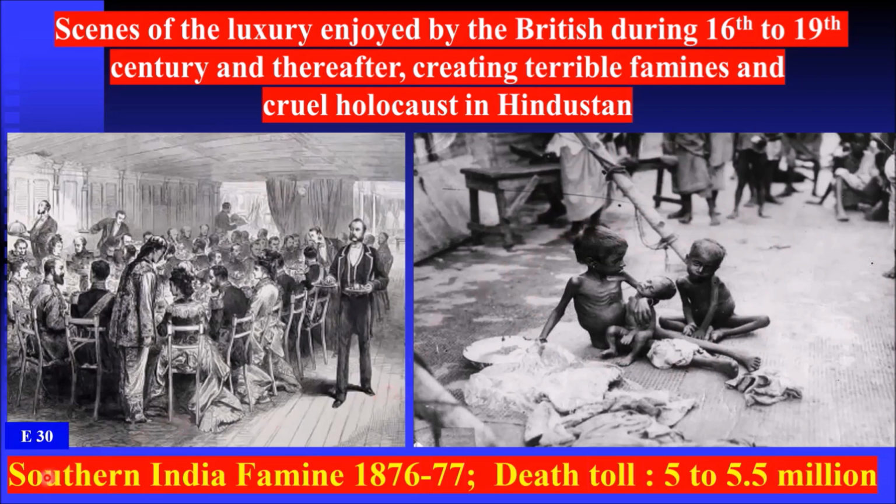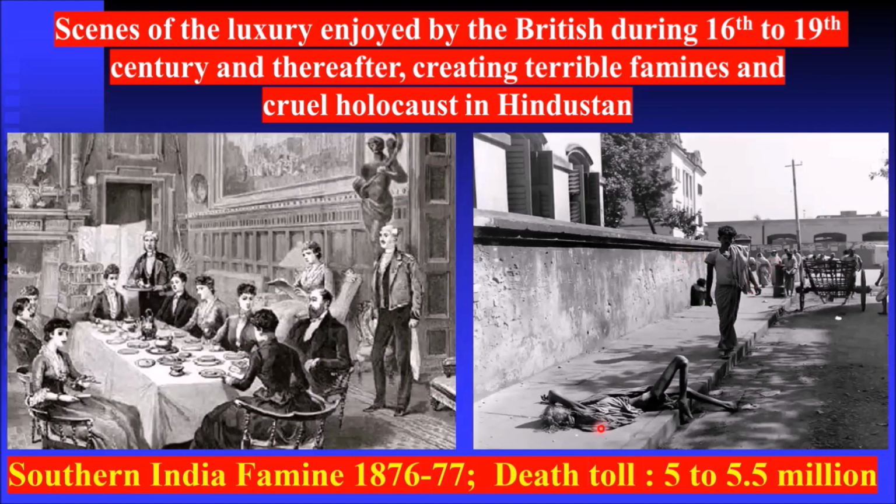This is a scene of the Southern India famine of 1876, in which the death toll was 5 to 5.5 million. Watch these terrible scenes and, contemporarily, the exaggerated luxury looting the wealth of these people and turning them to this terrible situation. Here again is another scene of the Southern India famine of 1876. Please watch these terrible scenes and at the same time the luxury enjoyed by those who looted, who plundered the wealth and well-being of these people who were dying in the streets.